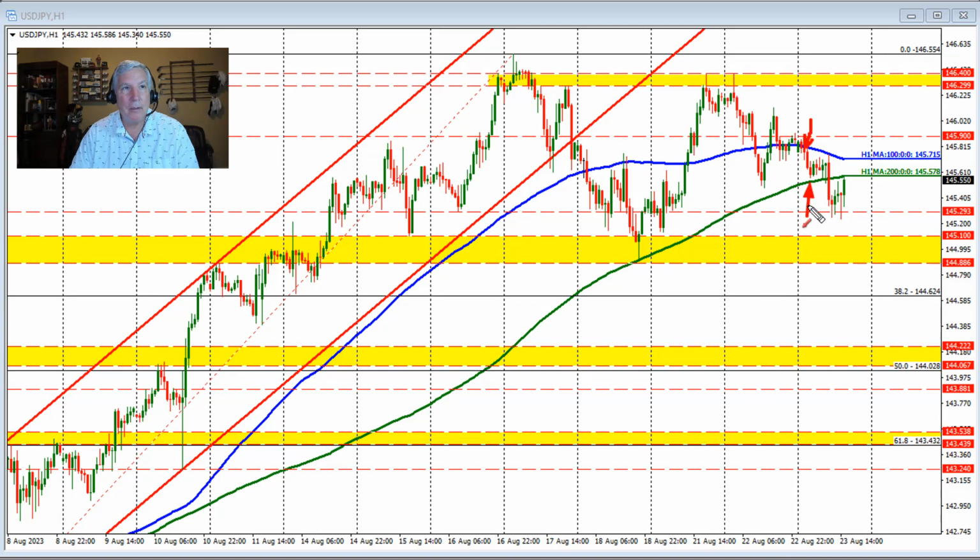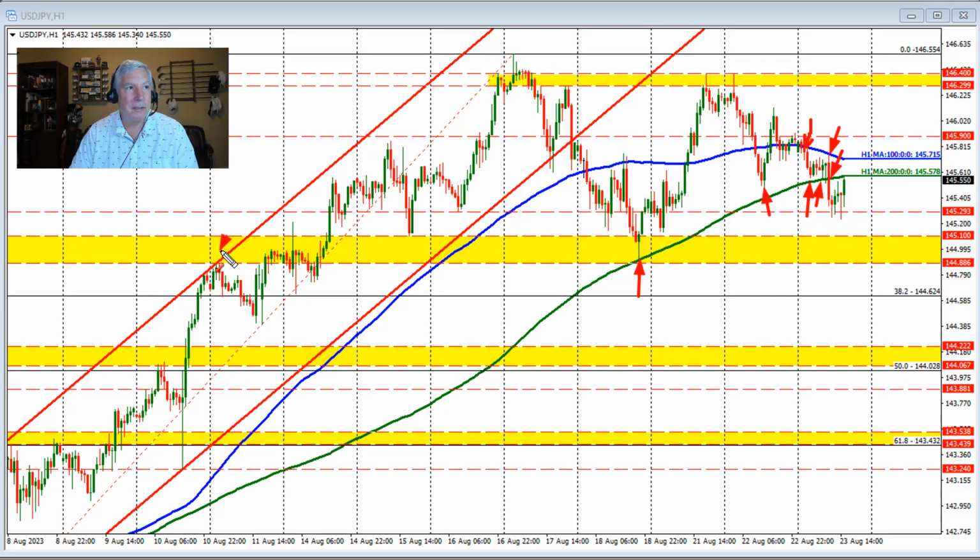But where do we find support? Against the 200-hour moving average. That's the green line here, and recall from last week the price held support. Yesterday we had early buyers against it, so the green line is going to provide support, and it did for a number of different hours into the European session. But then a last test of the 100-hour moving average found willing sellers, and the price then broke below the 200-hour moving average and moved to the downside.